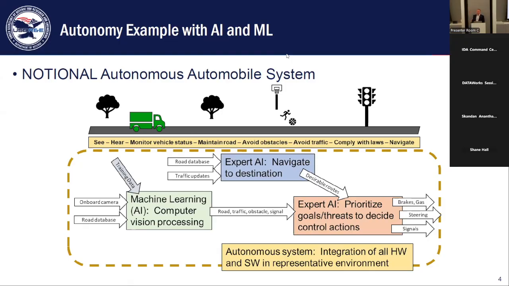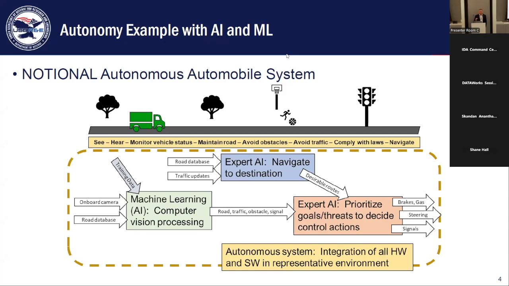It has a bunch of tasks to complete its goal. It has to be able to see in front of it and around it. It has to maybe hear sirens or other verbal directions from police. It has to monitor its own status. It has to maintain the roadway. Avoid obstacles, avoid traffic, right, which is moving things that are coming on and off the roadway. Comply with a bunch of laws like school speed zones and one-way streets, right? And then ultimately its real goal is to navigate to its destination.